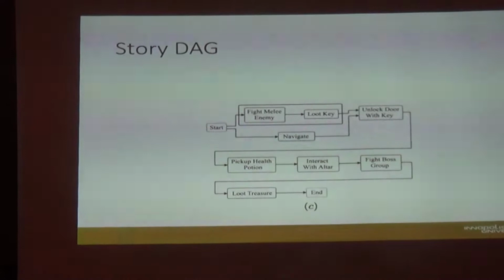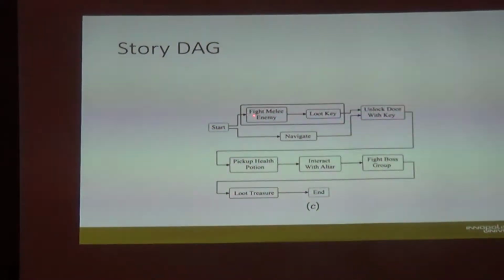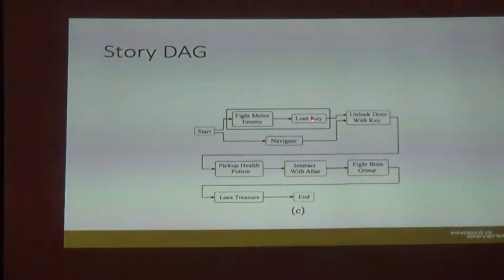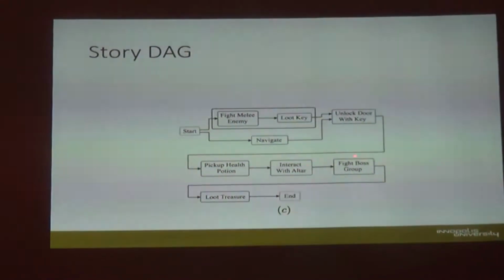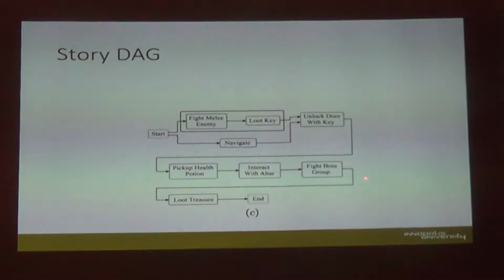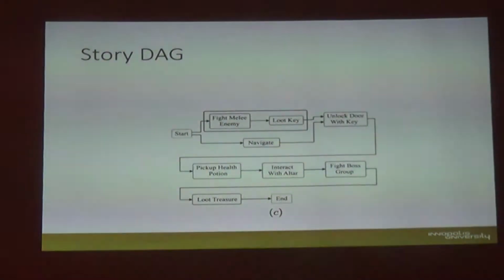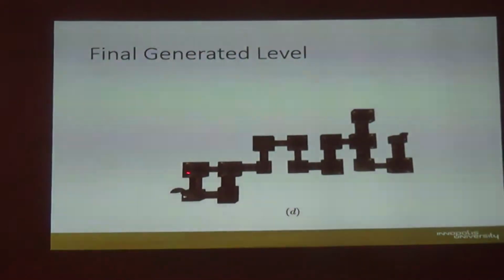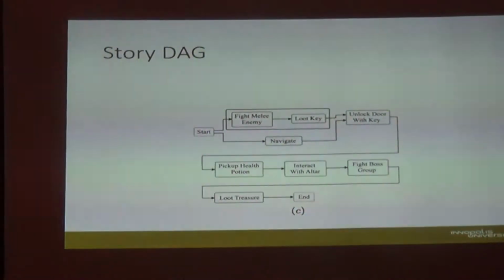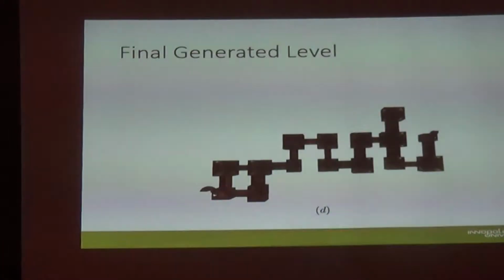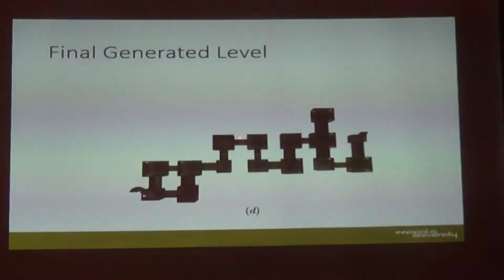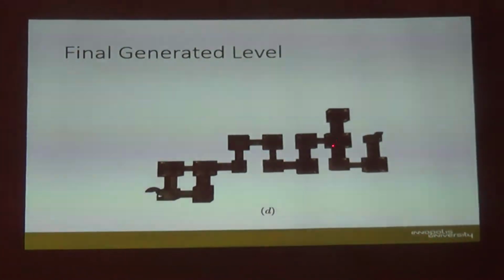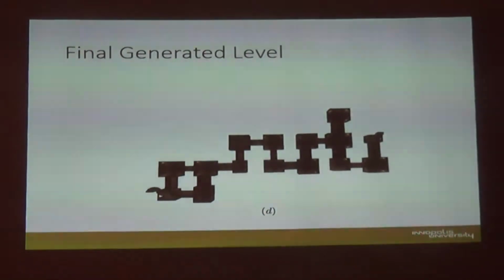Right? Story guides. Start. I'm going to fight with an enemy. I'm going to loot a key, and then I can unlock the door, pick up a health potion, interact with the avatar, fight the boss, loot the treasure, and end. I need to map that into a level. So here is our start, navigate, fight with enemy area. Then I'm going to loot the key, go up here. There's an altar over here. I fight the boss, I loot the treasure, and I leave.